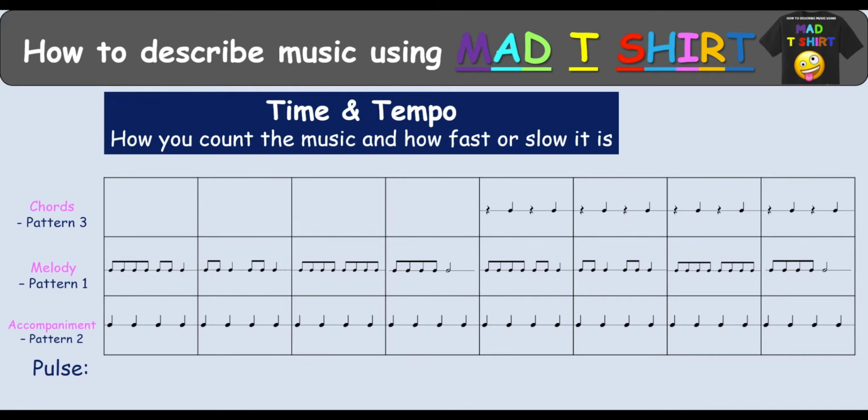Along the top tells us which bar we're in. This is the grouping of the pulse. And along the bottom is the pulse and what time it is counted in. Each box is 1 bar long, and there are 4 beats of the pulse in each bar. Therefore, we will be counting in a time of 4. See if you can count along with the music.